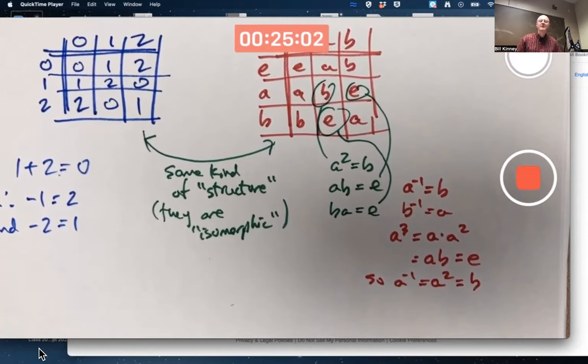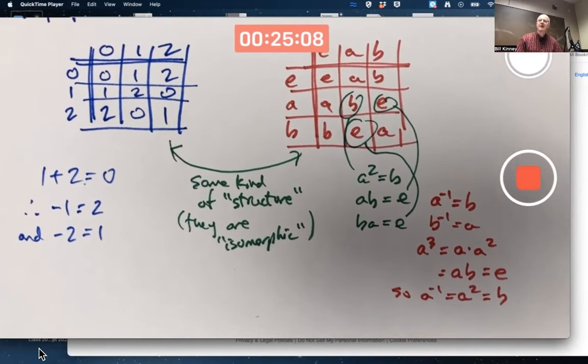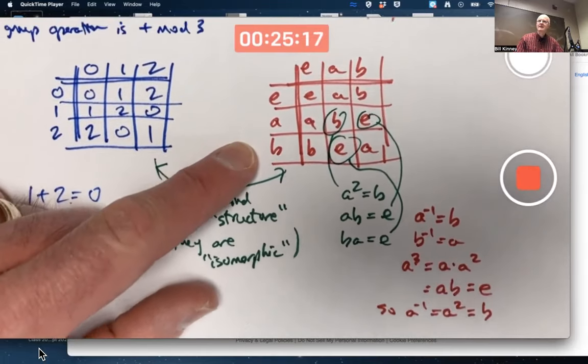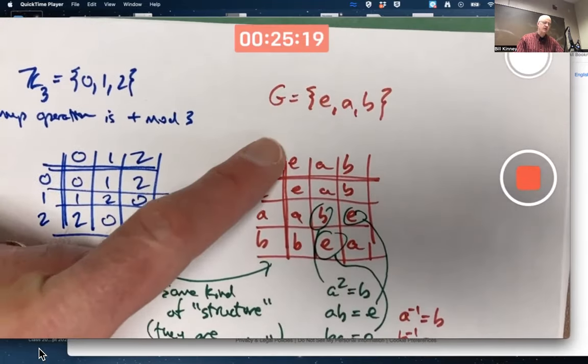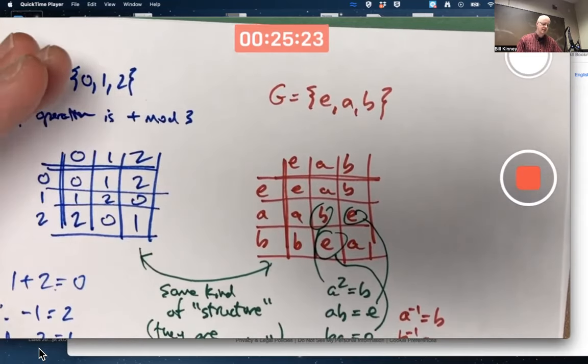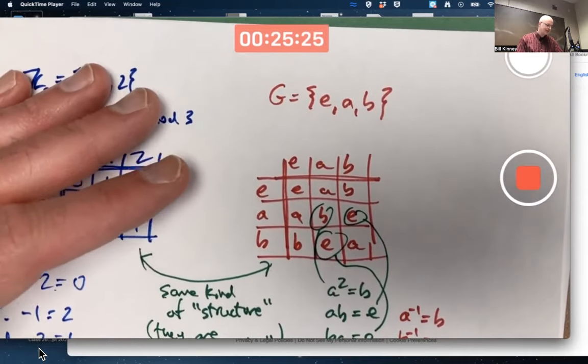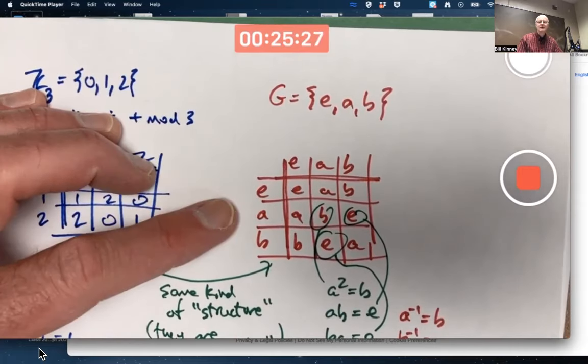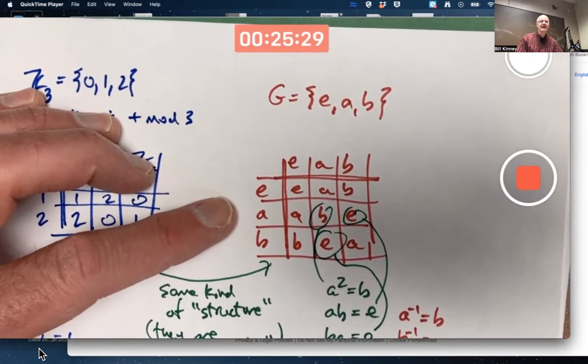Now you might wonder, is there any other way to make a Cayley table of 3 elements that will be somehow different than, say, this Cayley table in the abstract? Can I take these 3 arbitrary symbols, E, A, and B, and make a Cayley table that's somehow different from this? The answer is yes, but at the same time, no. It's both yes and no.